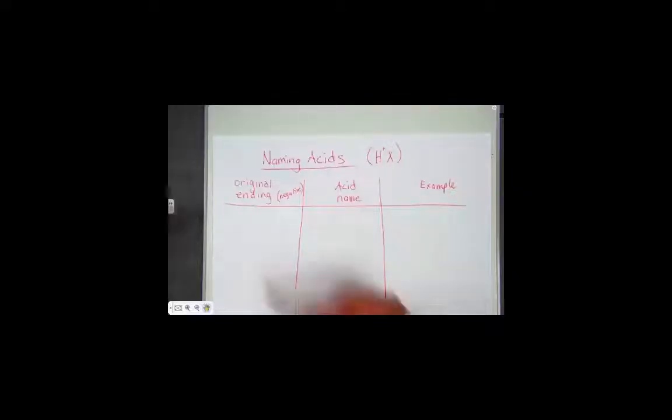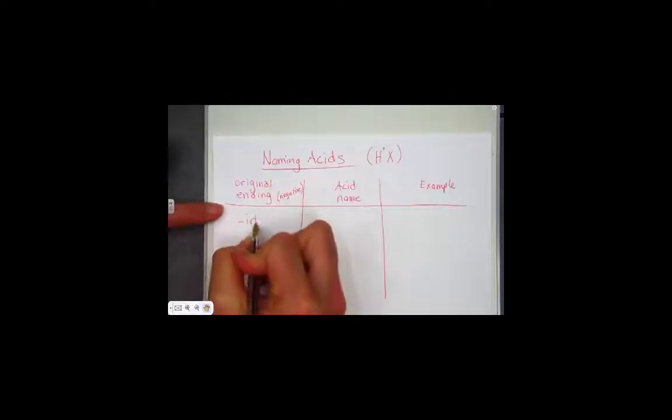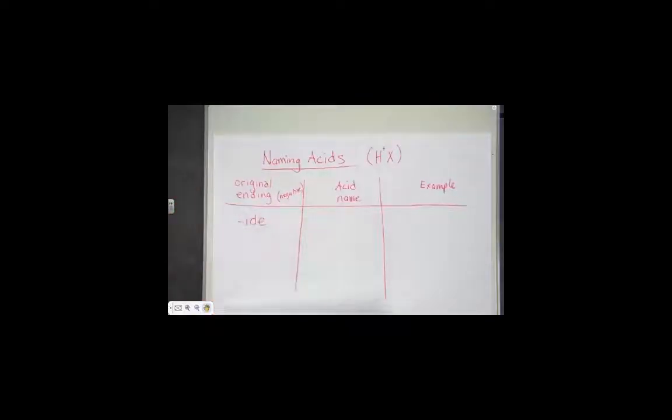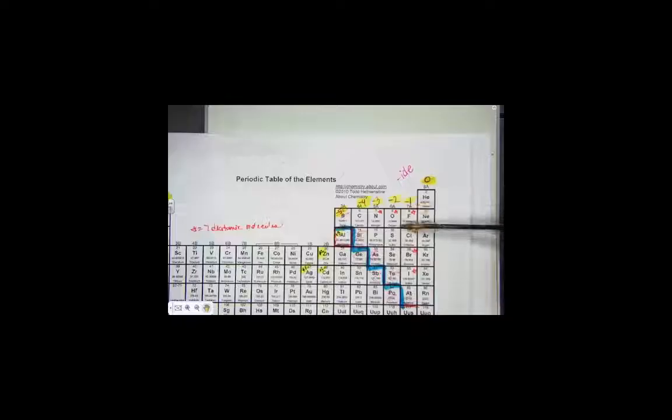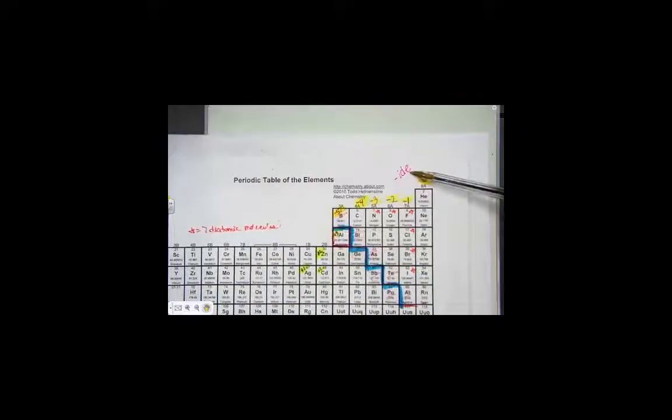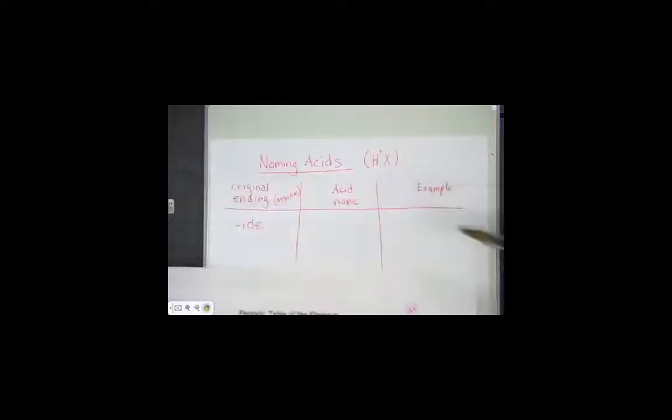Let's suppose we have an original ending IDE. Now let me show where those come from. IDE comes from these monoatomic ions on the front of our periodic table. Fluoride, F-1, chloride, Cl-1, bromide, Br-1, oxide, sulfide, nitride. Hear how if they are monoatomic negative ions, they end with IDE. Sometimes the original ending is "ide."